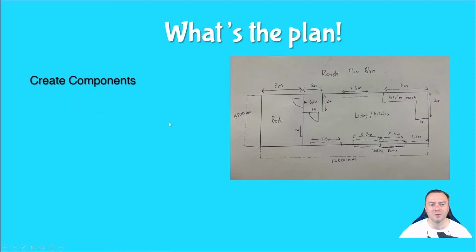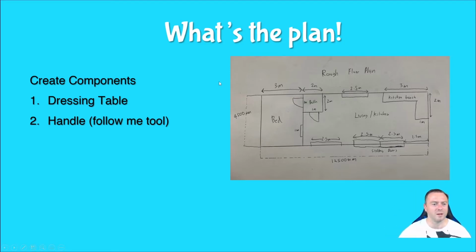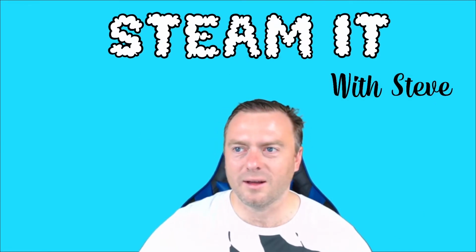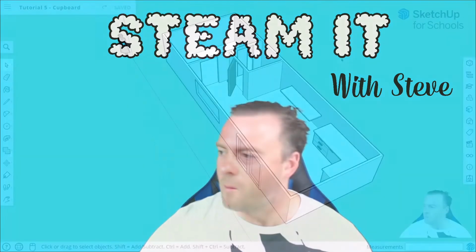So the components that we're going to learn how to create today, we're going to do a dressing table, which is going to be very similar to what we did with the kitchen bench over here. We're then going to learn how to build a handle that we're going to put on the 6 different drawers that's going to be in our dressing table. And lastly, we're going to use the follow me tool to create our own vase. Excellent. So let's get on in here and we'll open up our SketchUp.